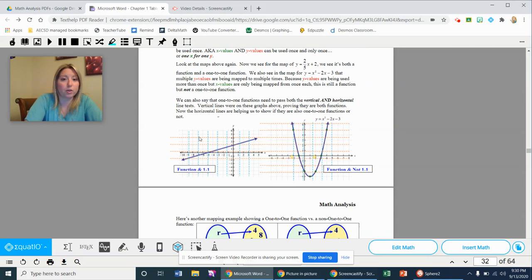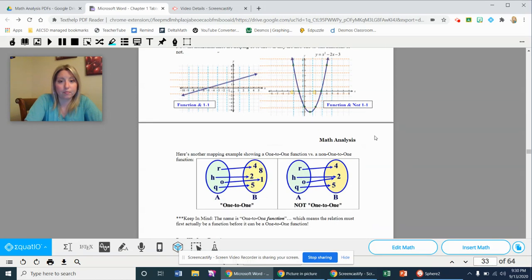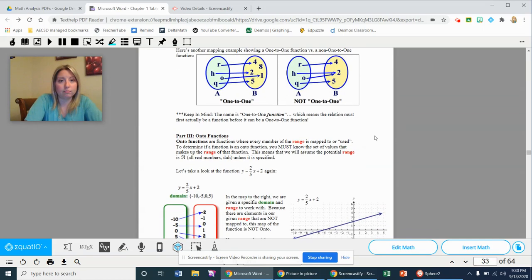So here they're showing you the lines for the horizontal line test too. So this is a function and one to one. This is a function and not one to one. Okay. Onto is funky, but I'll show it to you, right? Onto is, oh, that's one to one again. I'm sorry. Look, this is one to one, 1 X for 1 Y. Ah, two Y's, not one to one.